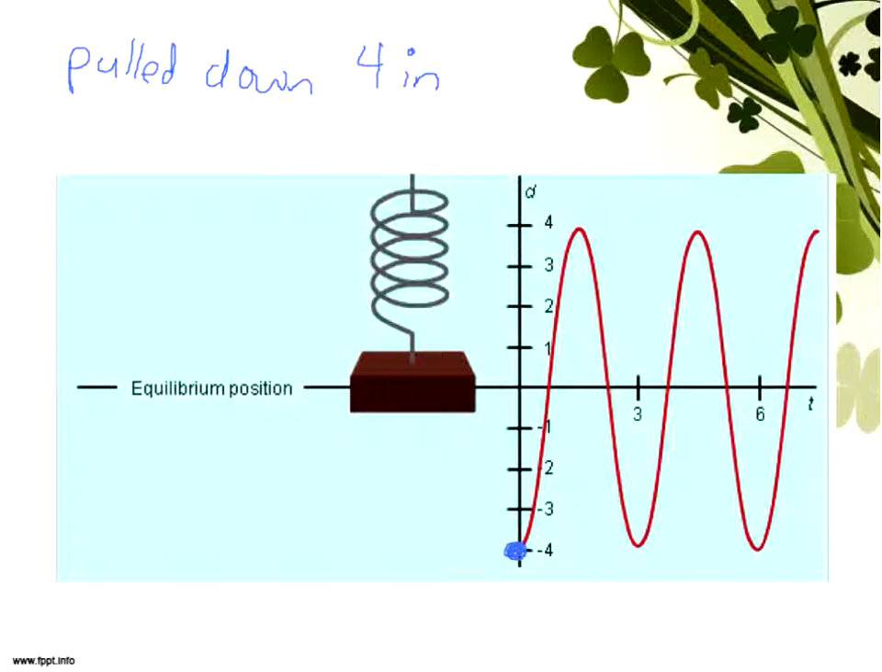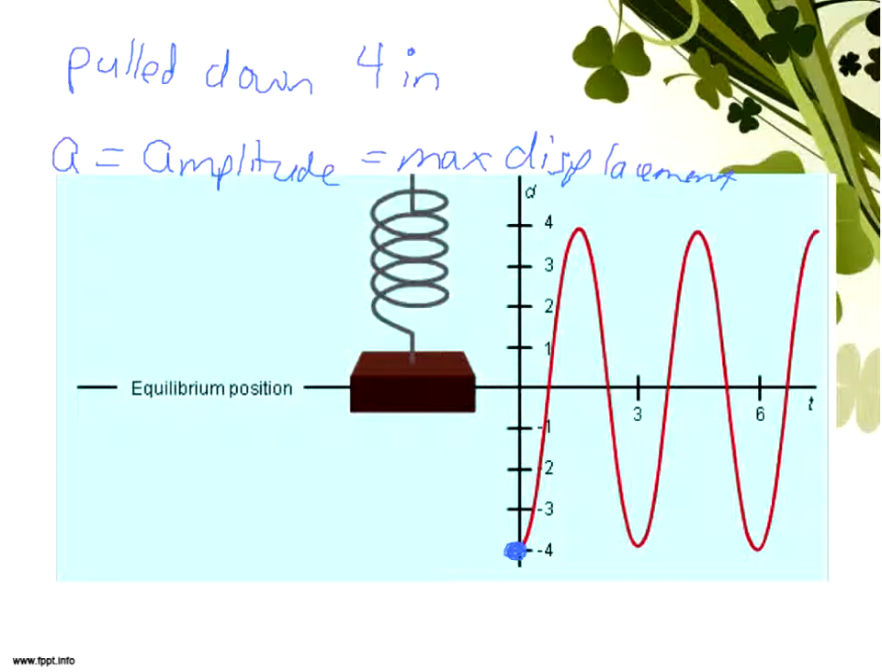So if I were to ask you, what is A? Remember, A is amplitude. Amplitude equals your maximum displacement from the equilibrium point. So let's think about what A is. If your equilibrium was here, and I'm telling you that I pulled it down 4 inches, what would be your A in this equation? Your A would be -4 because you are pulling it down the 4 inches just to begin with.